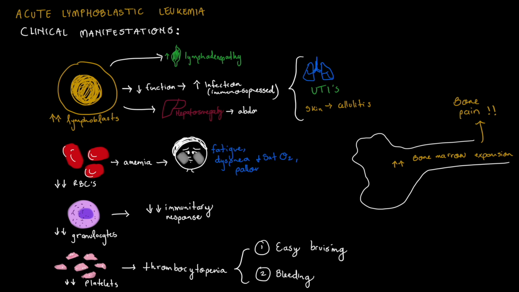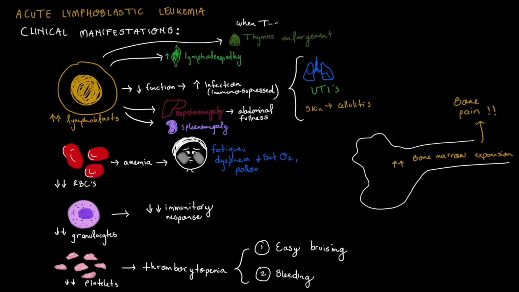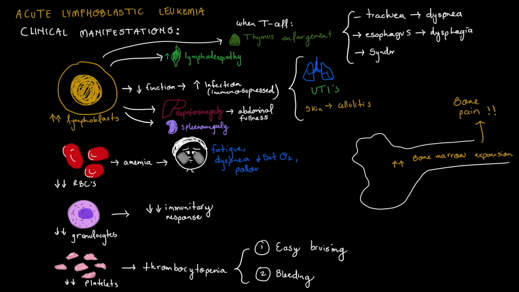Also, we can get lymphadenopathy and hepatosplenomegaly, which is referred by the patient as abdominal fullness. Also, splenomegaly and thymus enlargement when we're talking about a T cell lymphoblastic leukemia. This enlargement of the thymus can be seen as dyspnea, dysphagia, and superior vena cava syndrome by compression of the vena cava.